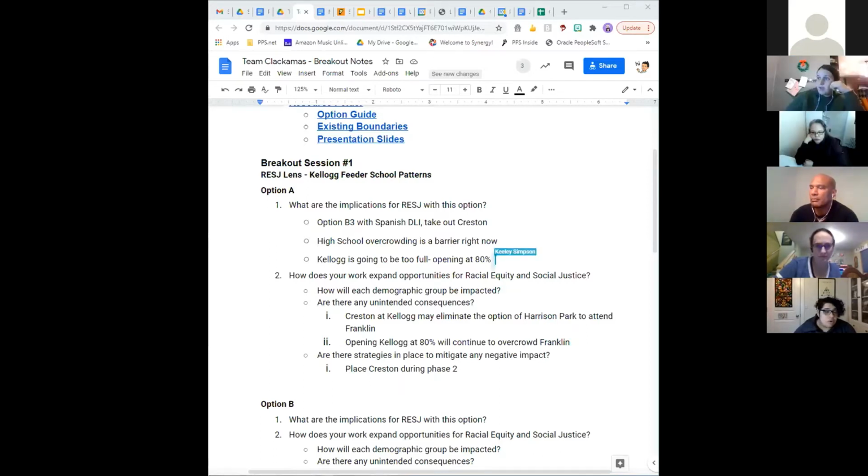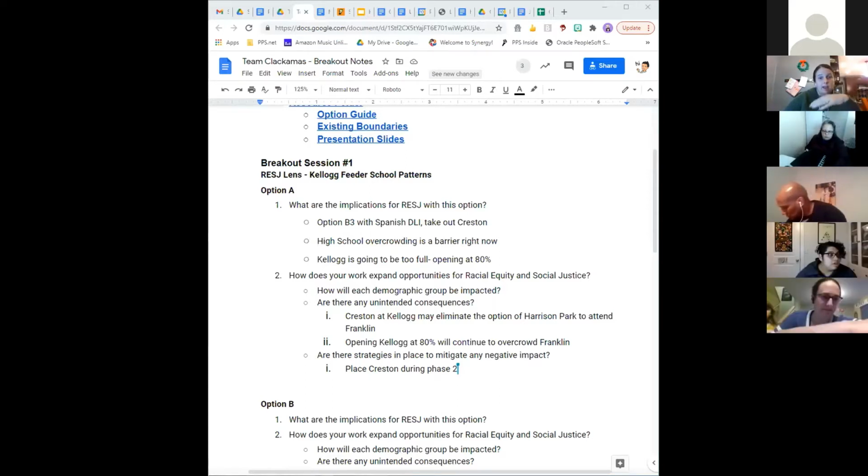So I think that gets right to that. How do we mitigate for any of these problems? And one is to look at where does Creston go? So I think that's a great way that we're using this tool. I'm curious if there's other parent perspectives, or if you go down through the option guide, it starts to look at some demographics of what Kellogg would look like. And so I'm curious if looking at that, or any other perspectives around option A before we move on to the next one.